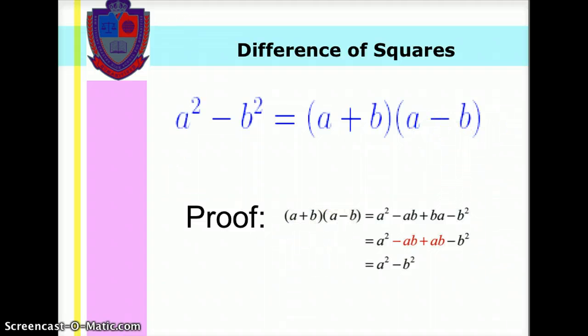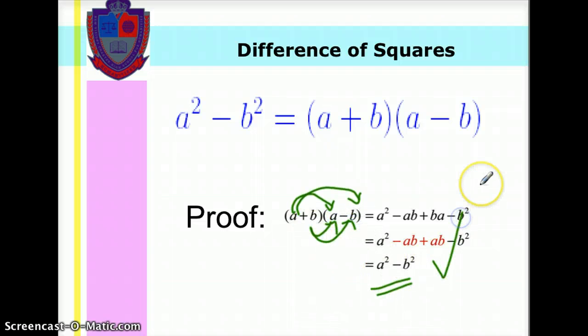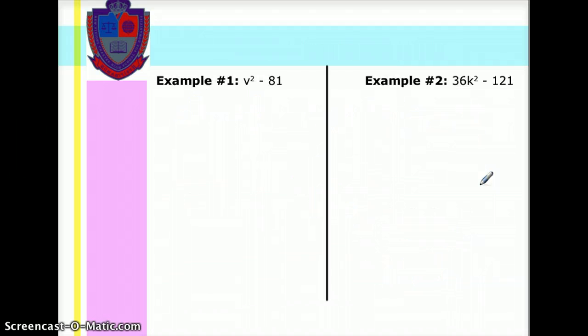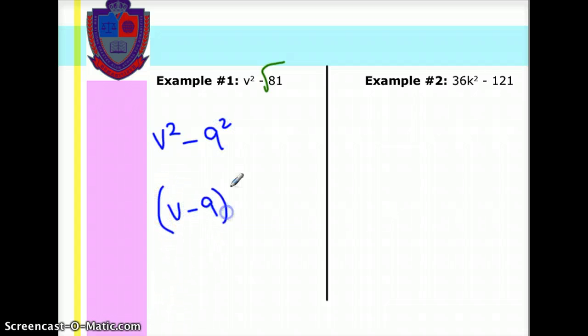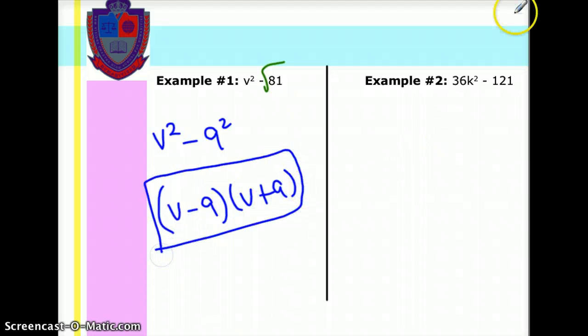And here's a simple proof. You don't need to know this per se now, but it's just a proof to show you that this always works. When I FOIL it out, it will always give me that. Okay? So let's see how this works. What I like to do is take the square root of that. Remember, I have to get a whole number, and I like to rewrite it: v squared minus 9 squared. Then I know it's always going to be v minus 9 and v plus 9. See, I did this in less than 30 seconds.